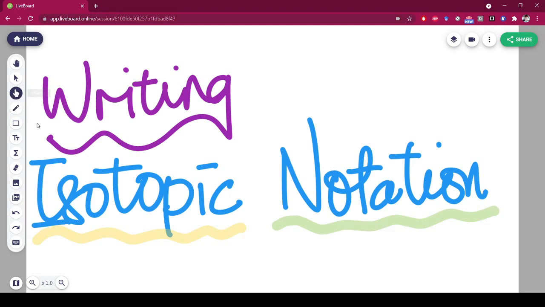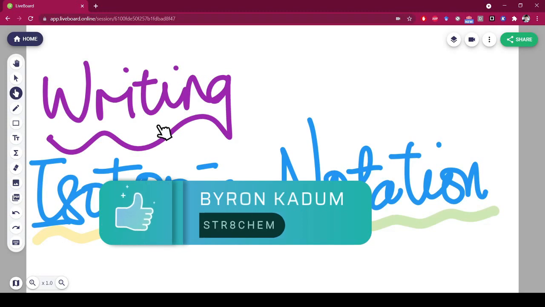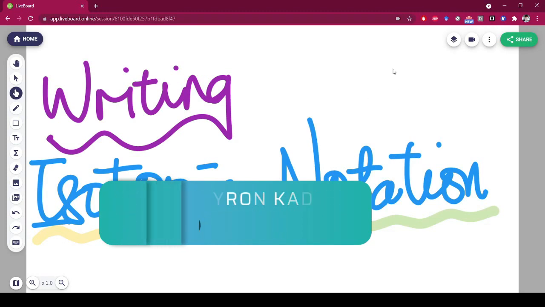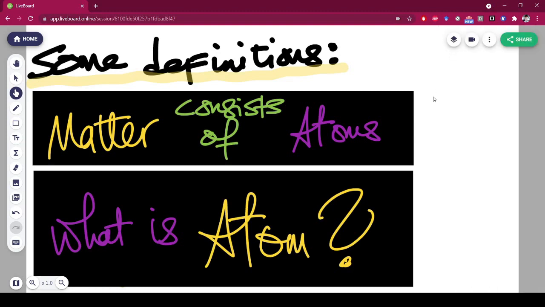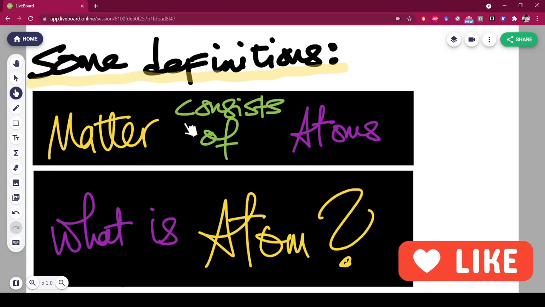Now we're going to learn how to write isotopic notation. But before we do that, there are a few definitions that we need to know. The first one: we need to know that matter consists of atoms. But the question is, what is matter?